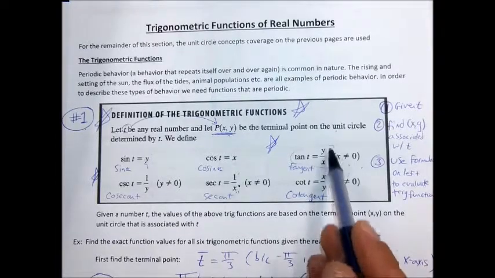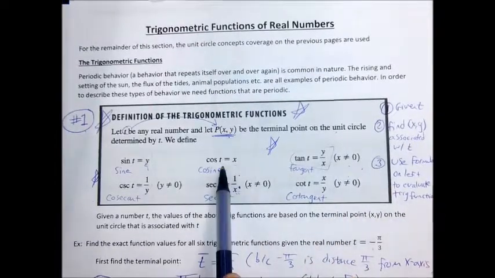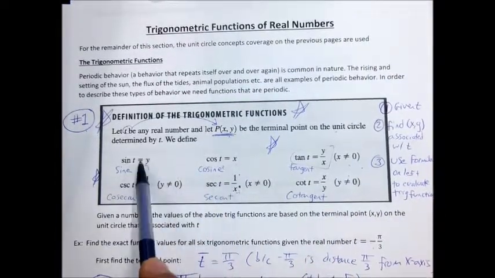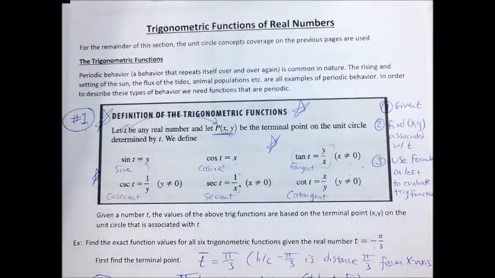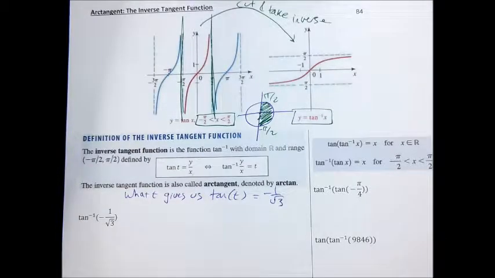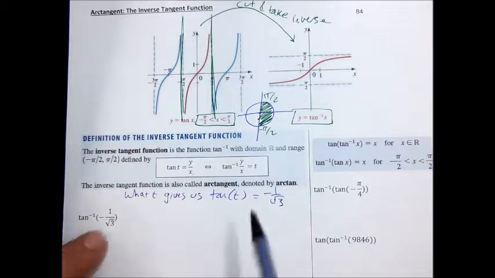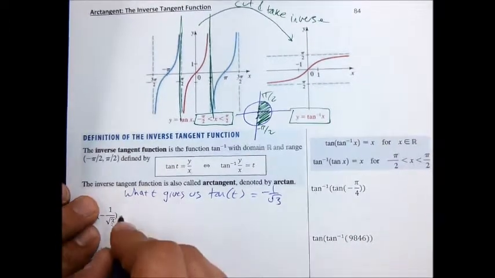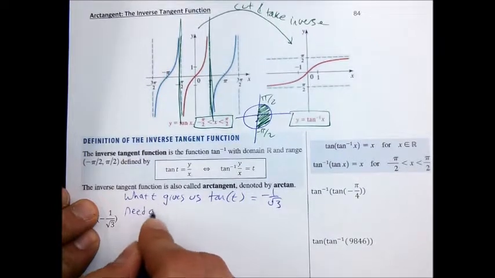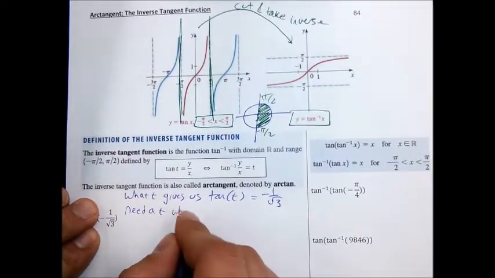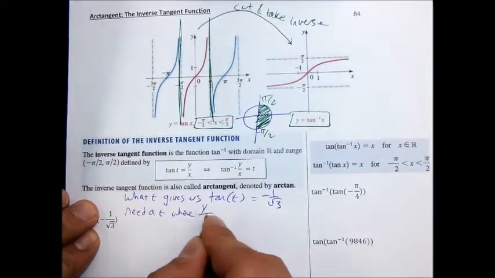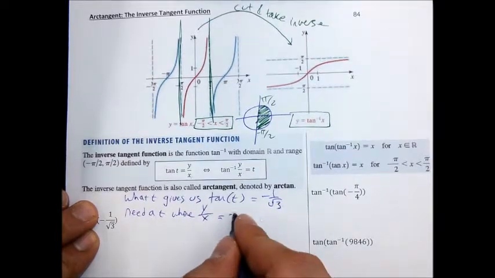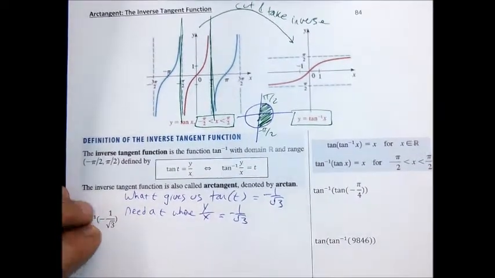Tangent is y divided by x. So that's where we're getting this. Cosine is x. That's where we got that. Sine is y. That's where we got that, right? So it's all based on box 1. Sorry, I haven't said box 1 in a while, so I figured I'd say that. So anyway, if we want to know what t gives us that, we need a t such that the y value divided by the x value will give us minus 1 over root 3.